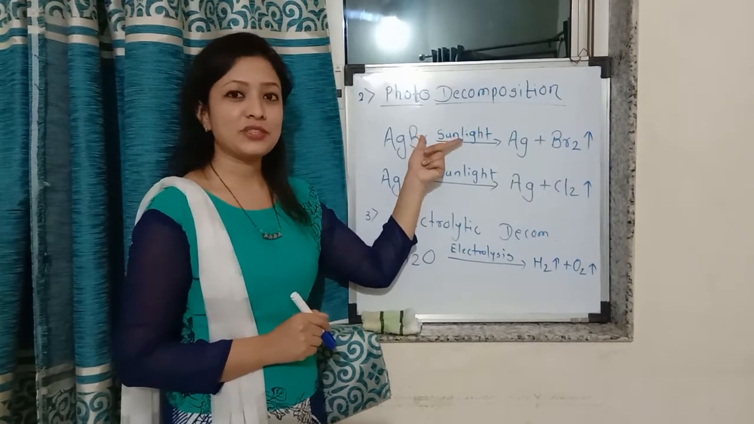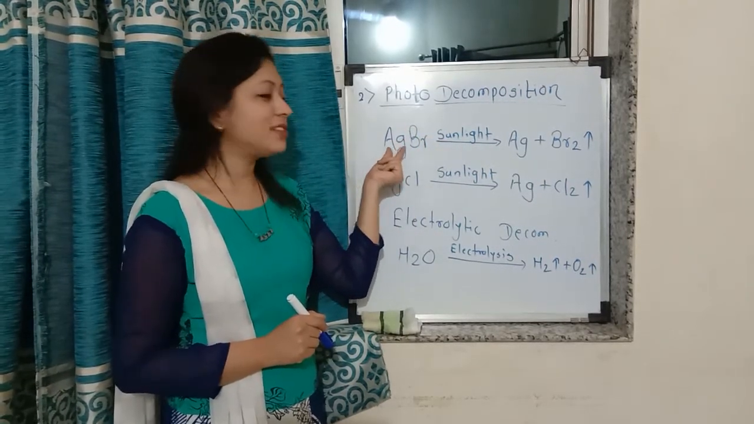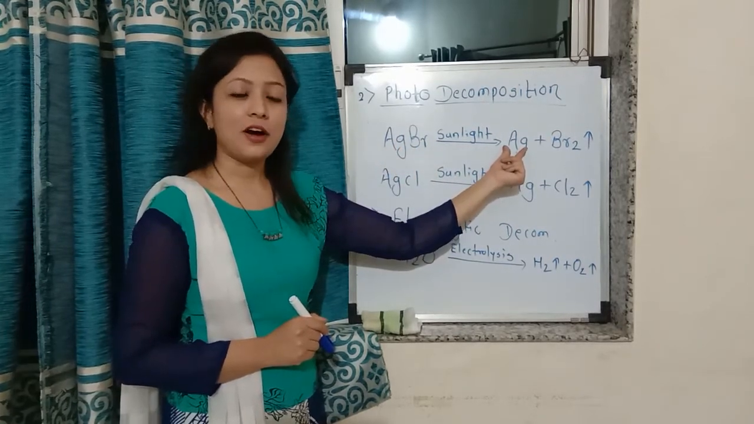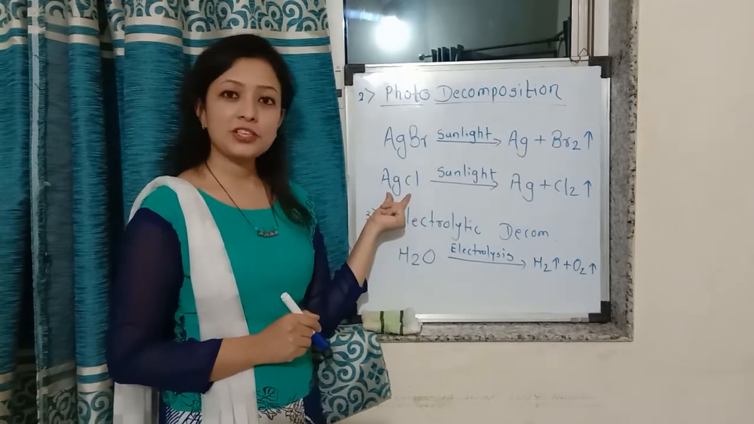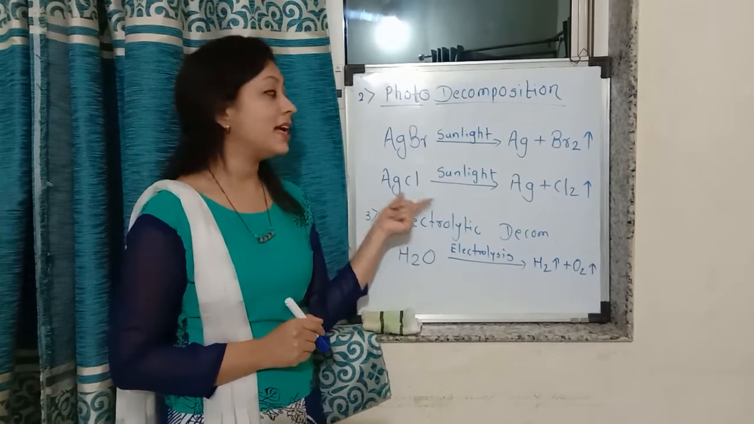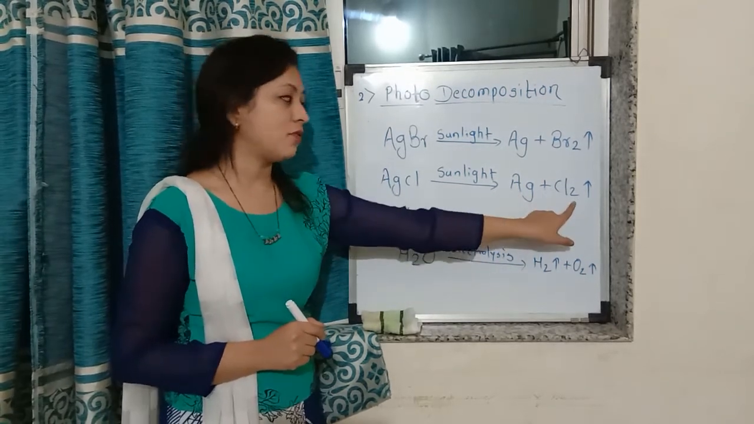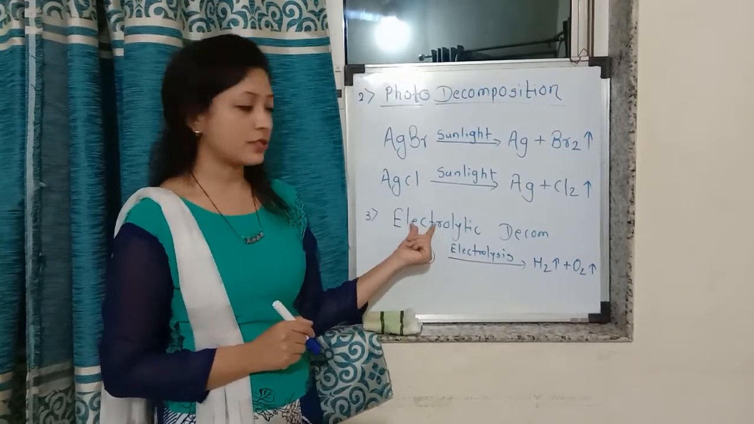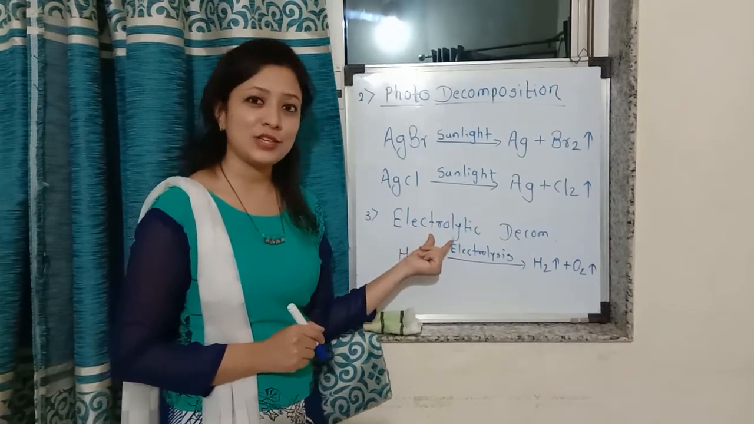Now in this reaction, a color change takes place. That is, the white color of silver bromide changes to the grey color of silver. In this reaction also a color change takes place. That is, the white color of silver chloride changes to grey due to the formation of silver and evolves chlorine gas. Now the third type of decomposition is called electrolytic decomposition, which is also called electrolysis.